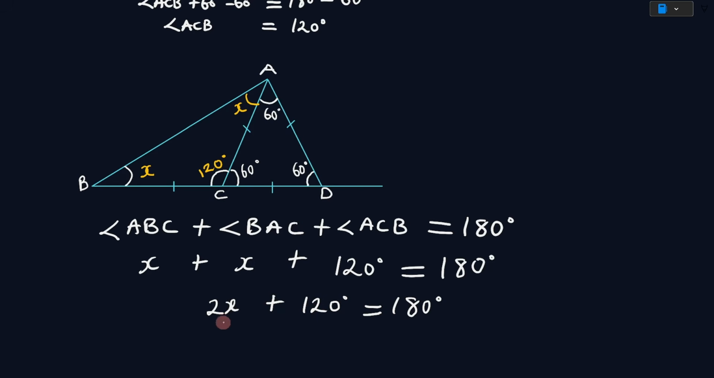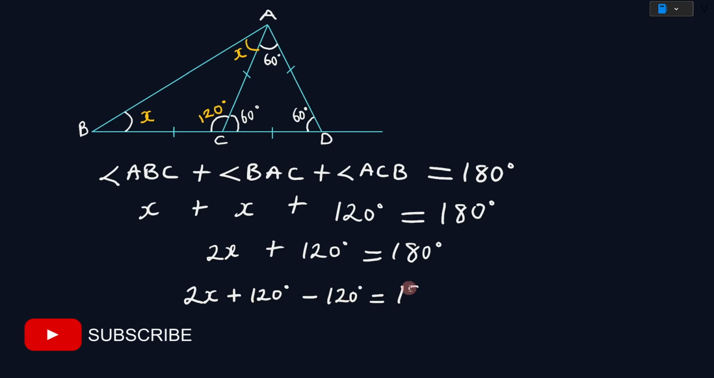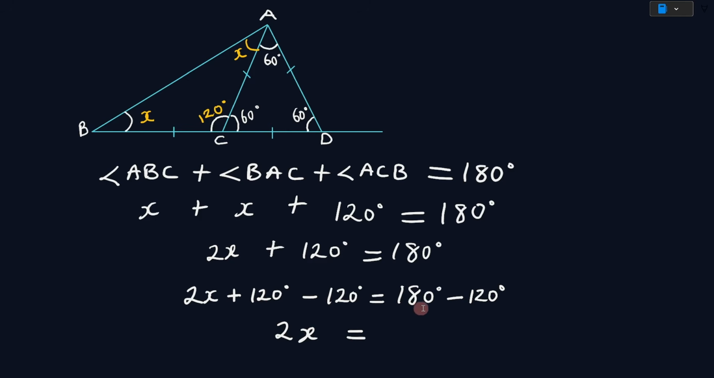We need to isolate this 2x by subtracting 120 degrees from both sides of the equation. This will now be 2x plus 120 degrees minus 120 degrees, all equal to 180 degrees minus 120 degrees. 120 degrees minus 120 degrees will give us 0. So this will now be 2x equal to 180 degrees minus 120 degrees, which gives us 60 degrees.